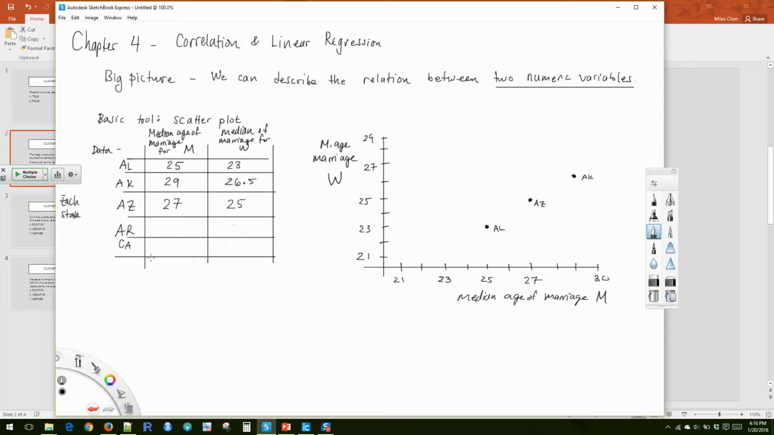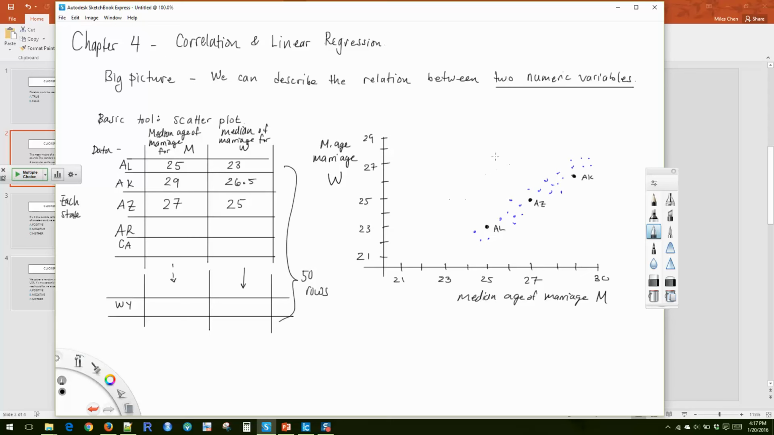All right, and if I completed the rest of the table all the way down to Wyoming, and I plotted all of these, how many dots will I end up with here? I will have 50 dots, 50 nifty United States. Something like this, right? We're just going to pretend that there's 50 dots there. So this is dot, dot, dot. We have 50 rows, so here we'll have 50 dots, one for each state.